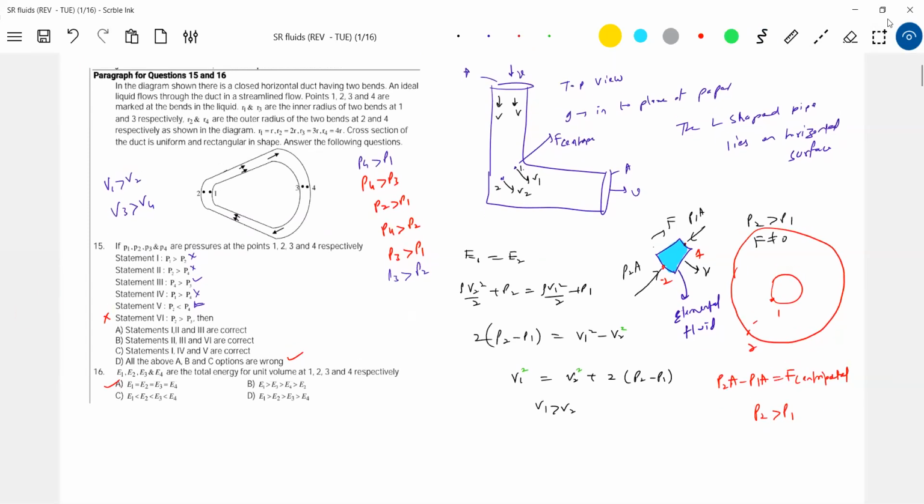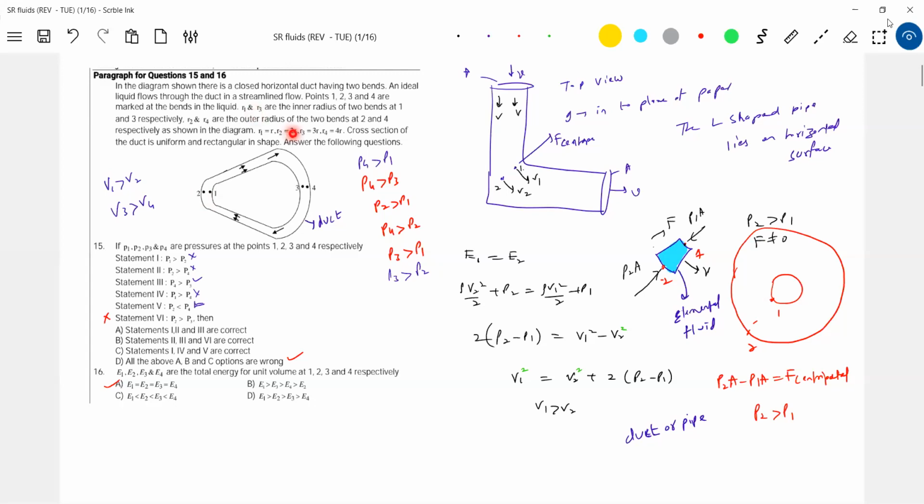Okay, now read the question. So it's a closed horizontal duct. What is that duct? This is a duct. Duct means pipe. Duct or pipe, both are the same. These are some technical terms. An ideal liquid flows through the duct in a streamlined flow. Points 1, 2, 3, 4 are marked there. R1, R3 are the inner radius of the two bends at 1 and 3, and R2 the outer radius.